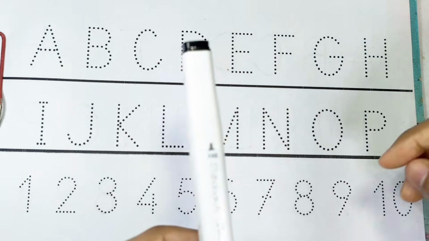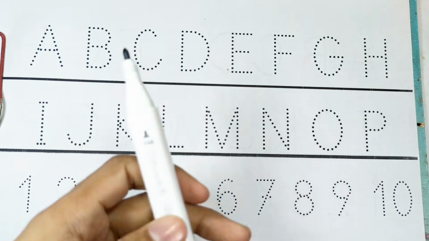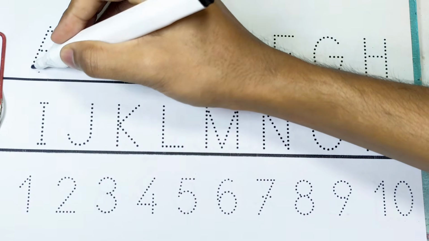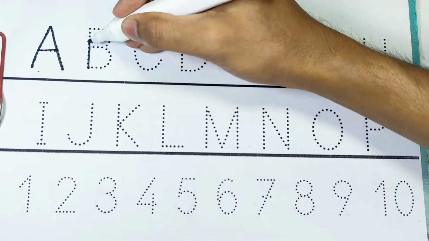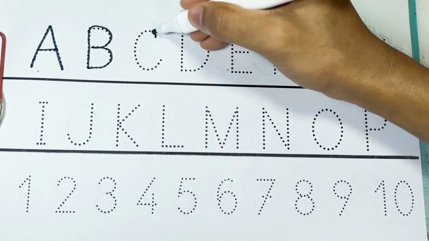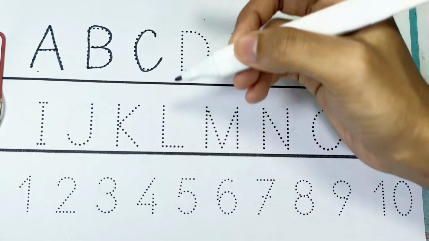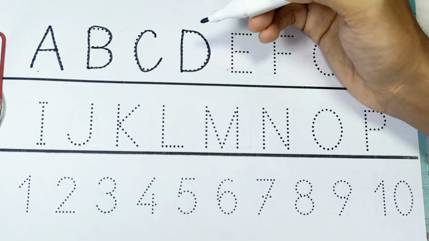So kids, first we're using the color of black, and now we're writing alphabets. Black color. A for ant. The next one is B. B for ball. Now we draw the alphabet of C. The next one is D. Stay with us. D for dog, D for doll.